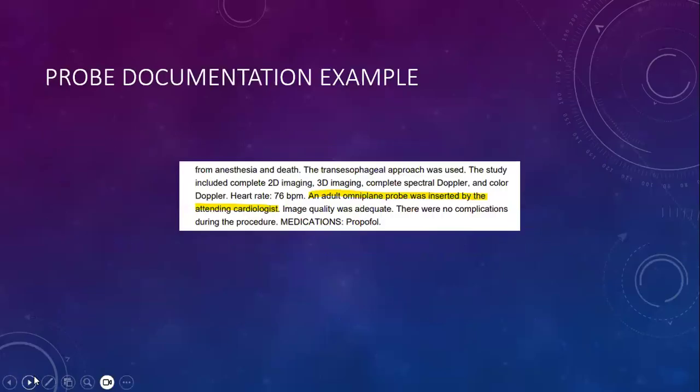Okay. So here's another example to look at. This is what we would like to see in your documentation, the provider's documentation. They need to say an adult omniplane probe was inserted by the attending cardiologist. They can say it was inserted by the anesthesiologist or whoever it is. They can name the provider. They don't have to say cardiologist or anesthesiologist. They can say by Dr. such and such. Whatever the case may be, just make sure it's documented appropriately.